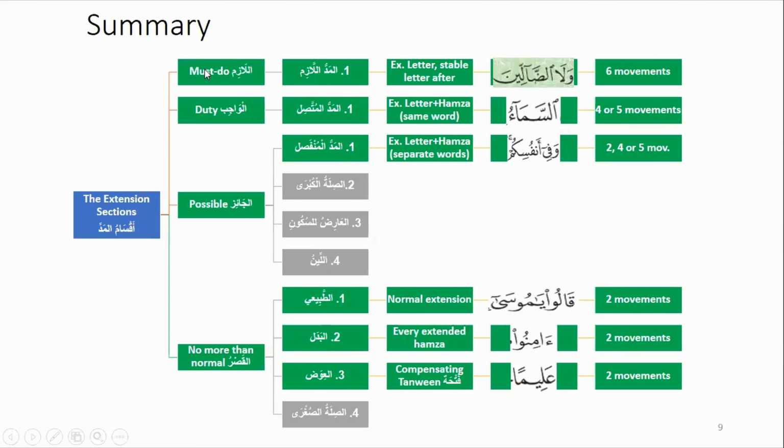So this is the summary of what we had so far. We had three last time. We had three this time. Al-madd al-lazim: an extension letter and then a stable letter after. Then we do six movements. Al-muttasil: extension letter and hamza in the same word. And then we do four or five. Al-munfasil: you have extension letter and hamza in separate words, like wafi and fusikum. And then we can do two, four or five movements.